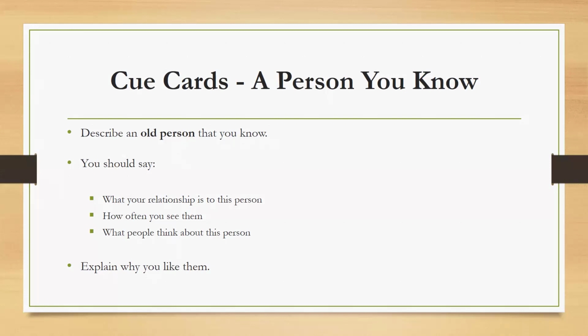This is what I want you to do. You should say what your relationship is to this person, how often you see them, what people think about this person, explain why you like them. Develop a mind map, whether you put the cue card in the center or at the beginning and you spread it out and you branch. Start now. You have 1 minute, because in the test you only have 1 minute to develop your cue card. Do it now. When you finish, you take a picture and you post it in the chat.